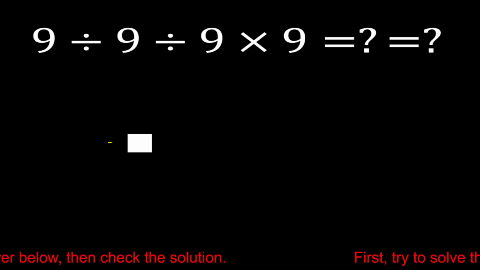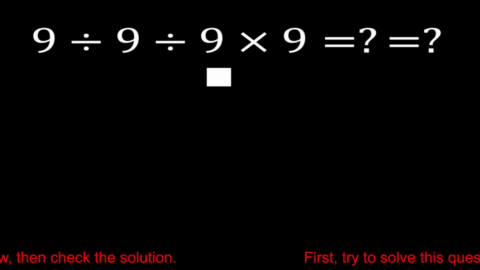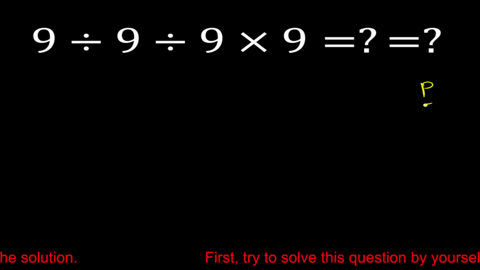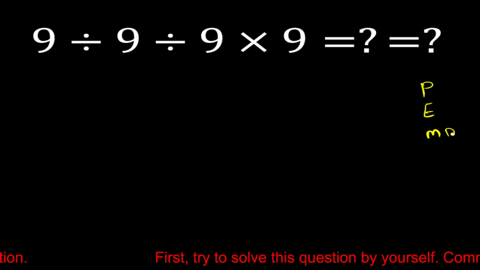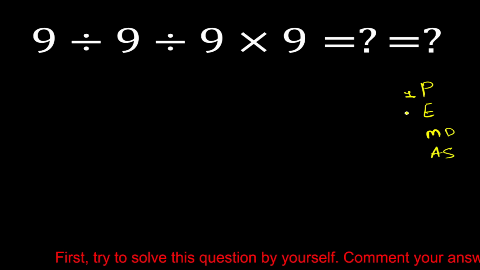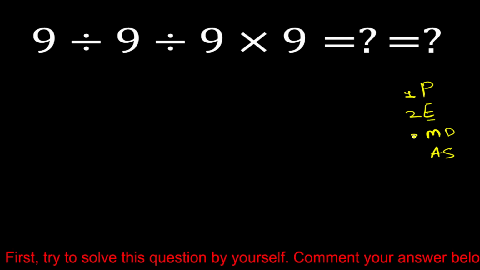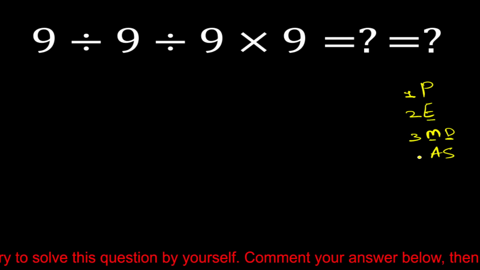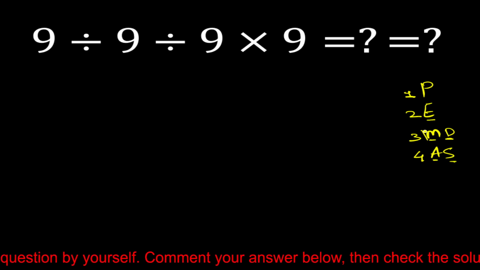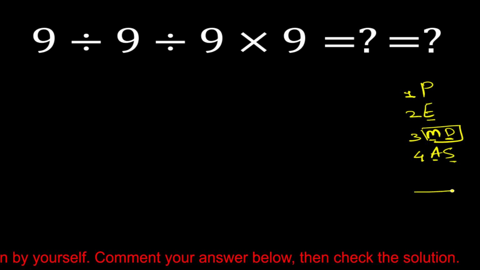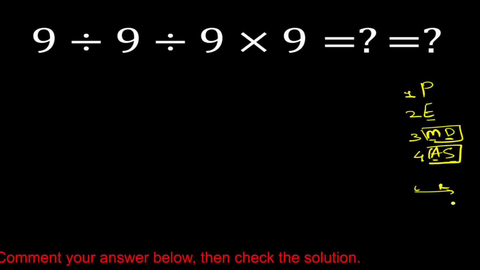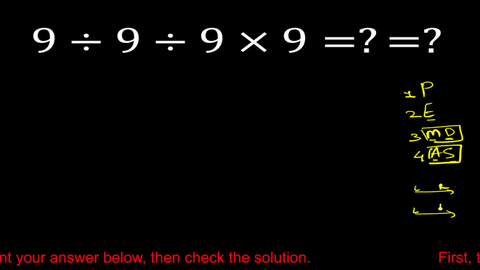Okay, PEMDAS. According to PEMDAS, first priority is parenthesis, second priority is exponents, third priority is multiplication and division, fourth and last priority is addition and subtraction. Here multiplication and division both have equal priority, so we have to solve it from left to right. And also addition and subtraction both have equal priority, so we have to solve it from left to right.